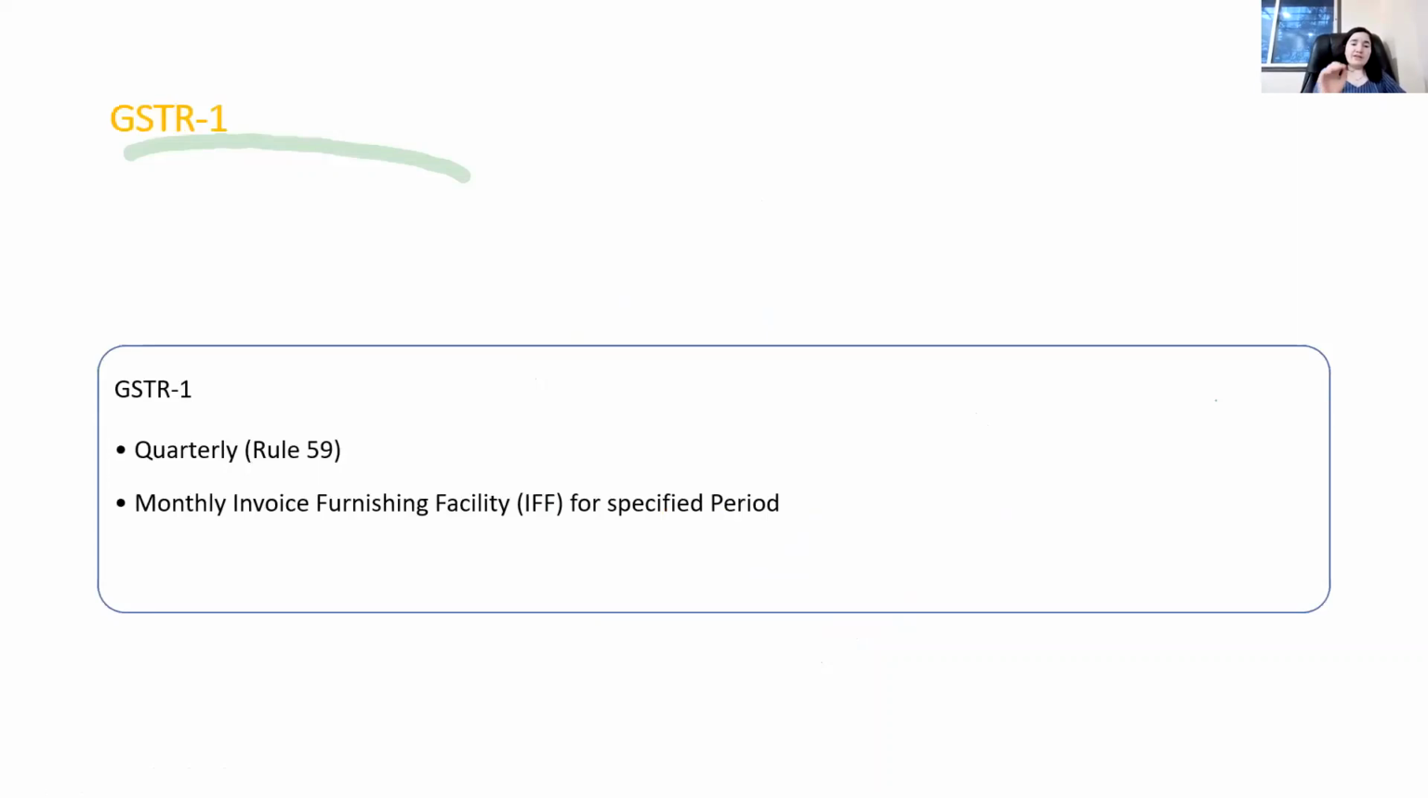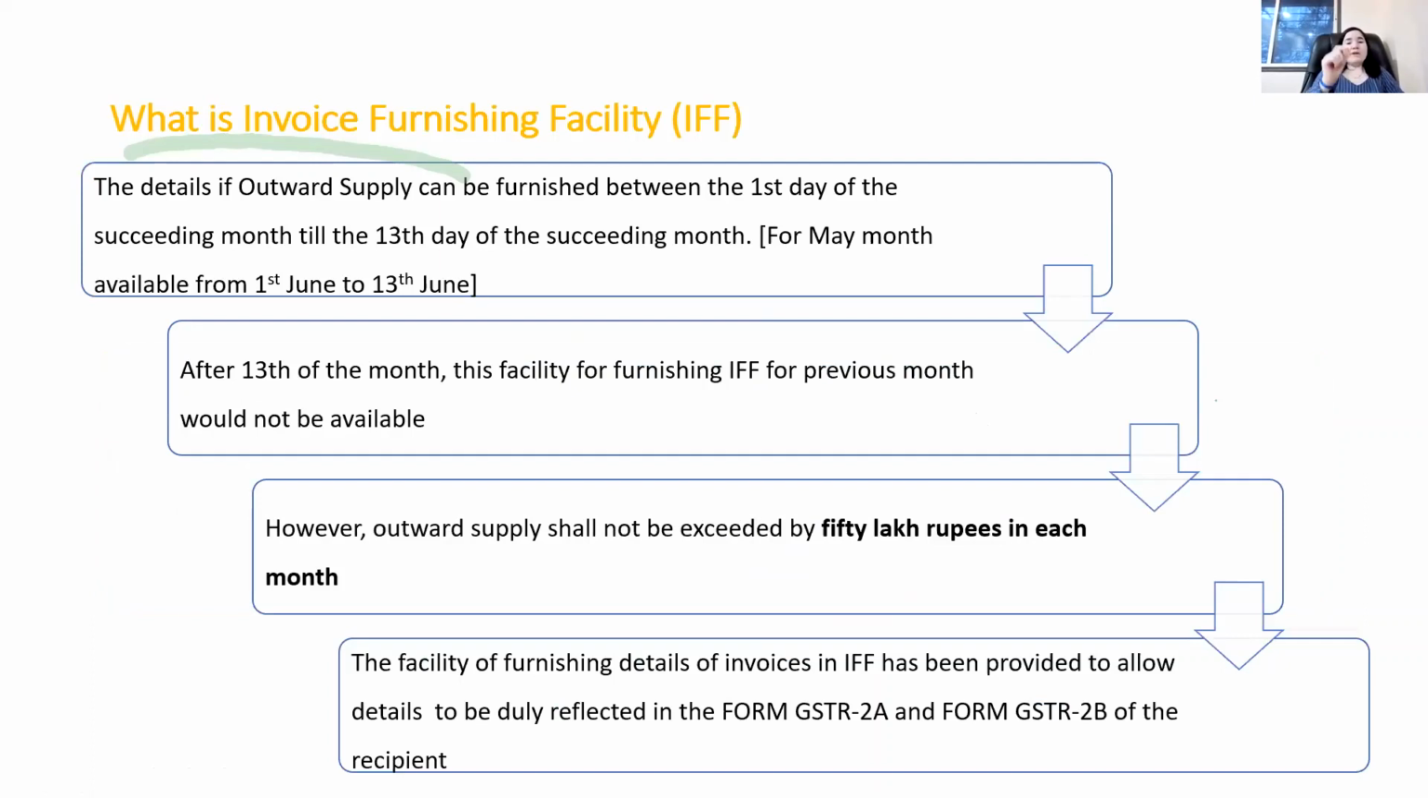So even though GSTR1 is quarterly and GSTR3B is quarterly. Now, what is IFF? IFF is a new concept, hence we will discuss it in detail. IFF is, as discussed, the invoice furnishing facility. So details of the outward supply can be furnished by way of the invoice furnishing facility, which is nothing but the GSTR1. Here in this invoice furnishing facility, only uploading of the invoices is required. So whatever outward supply was made in the last month can be uploaded till the 13th of the succeeding month. That means for the May month, it is available from 1st June to 13th June. It's nothing but GSTR1. You can see the advisory issued for IFF on the GSTN portal.